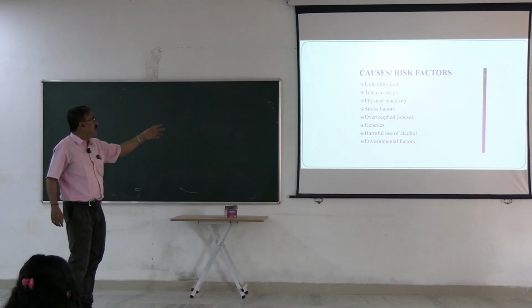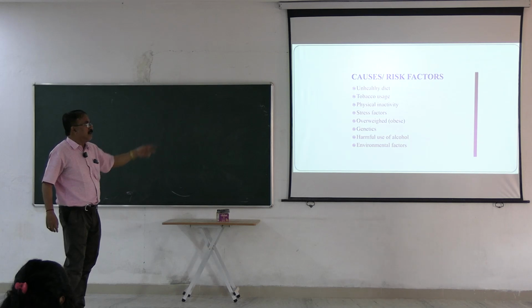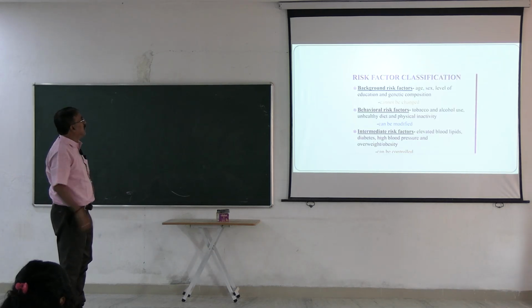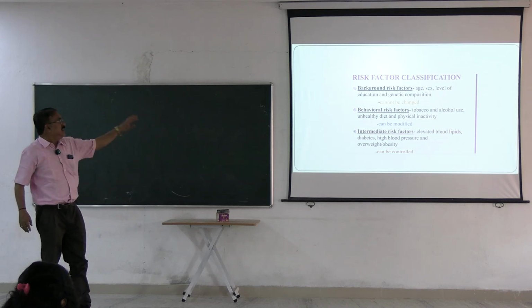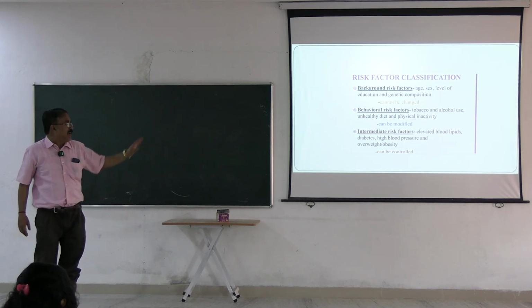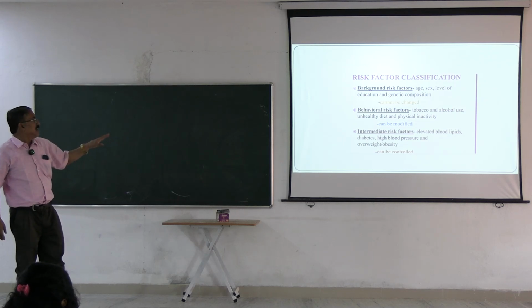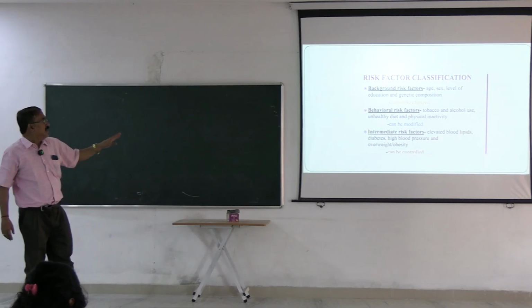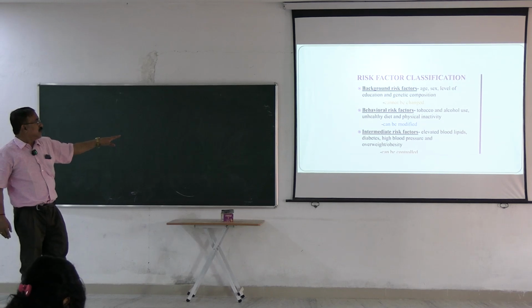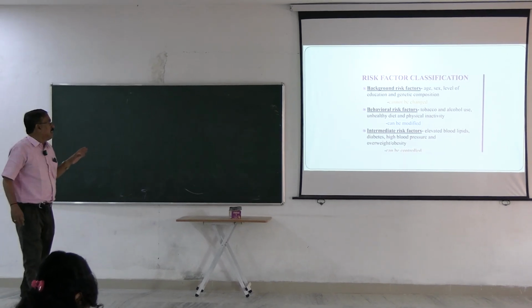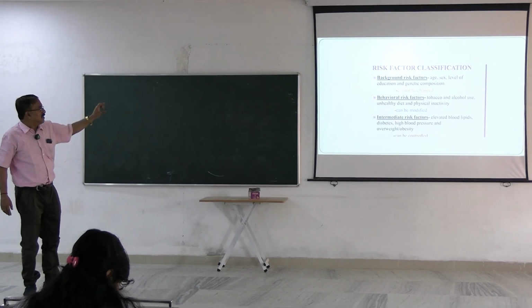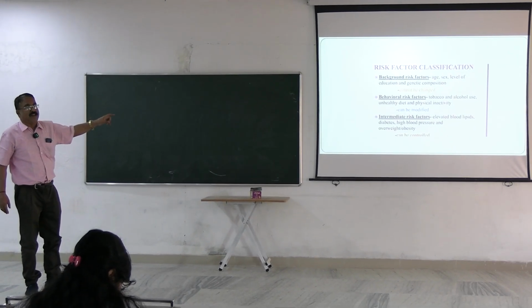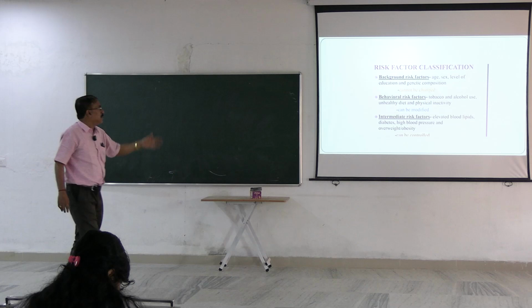This we have talked about again. Here, what we can change: we can't change age, sex, level of education, genetic composition. What we can change are the behavioral risk factors like tobacco and alcohol use, unhealthy diet, physical activity. Intermediate risk factors like elevated blood lipids, diabetes, high blood pressure, and obesity can also be controlled. The first one we can't do anything about, but the second and third we can.